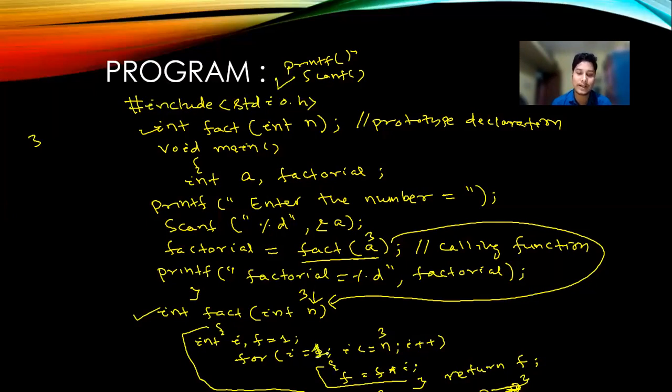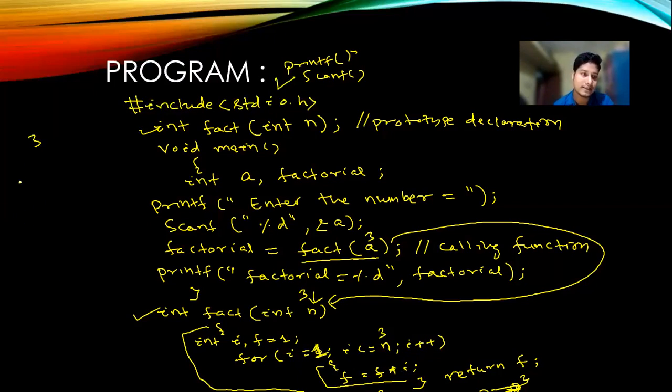We have to make it 1, because anything multiplied by 1 will give you that value. So I equal to 1, I less than equal to n, I plus plus. Okay, so here you can see f equal to f asterisk I.